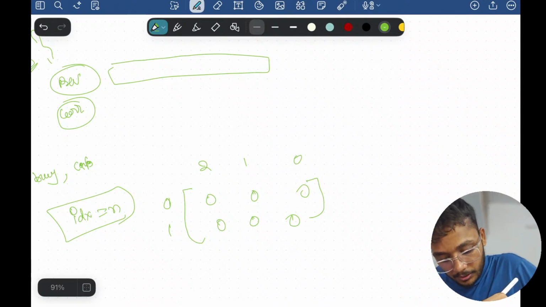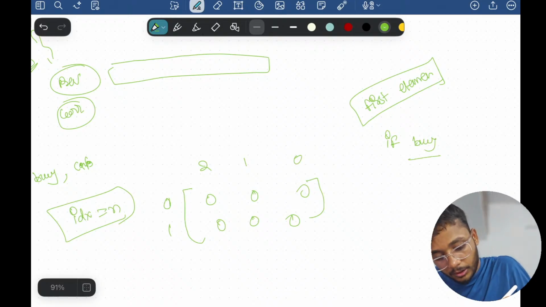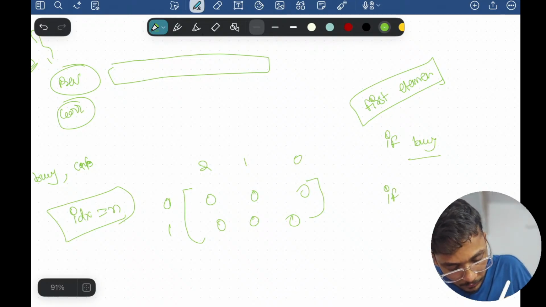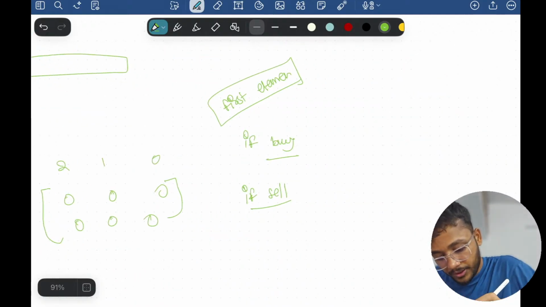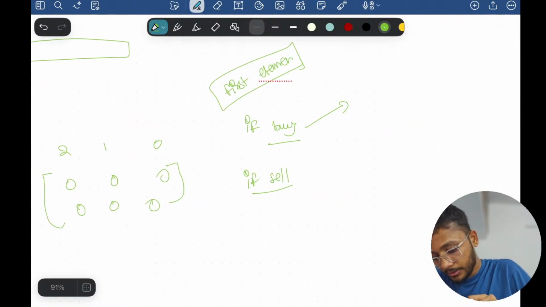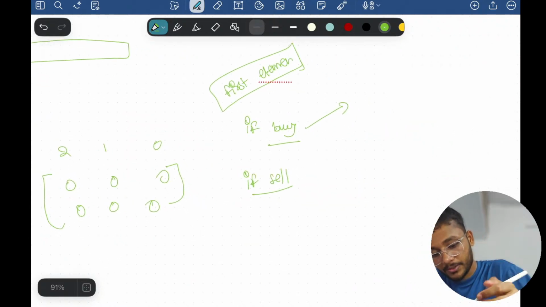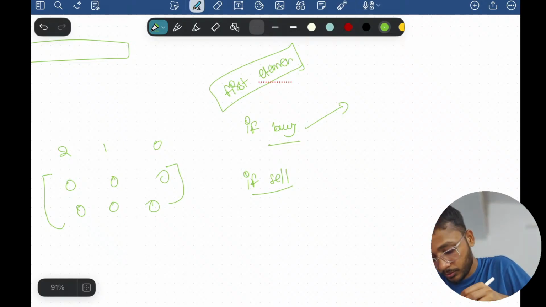for the first element, what you will say, if buy, if sell, so you will check both. If it is yes, then you will put into this array, and accordingly, if capacity is 0, that means simply you cannot buy, so you will put 0.